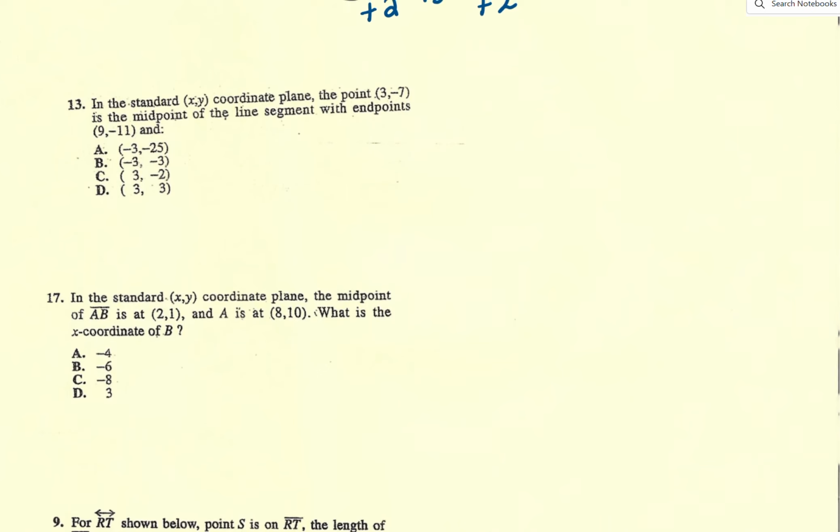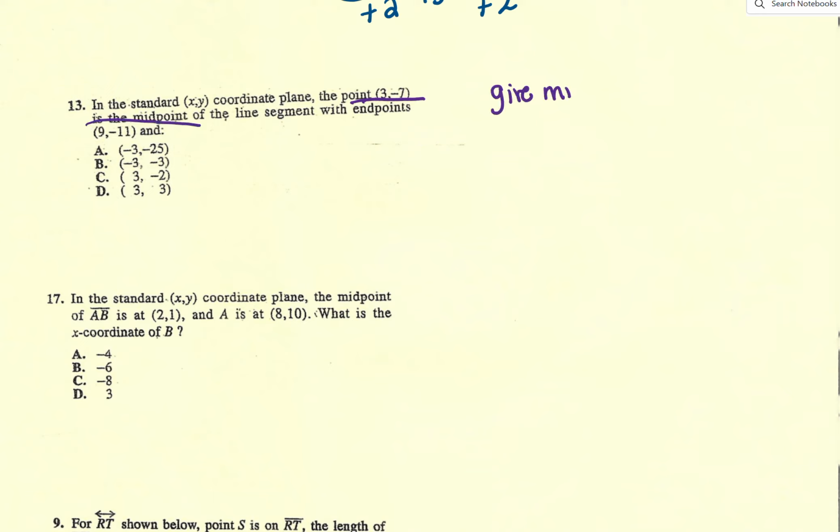All right, this one right here. If you'd like to, pause the video and try it yourself and then come back and check to see how you did. All right, again, the point (3, -7) is the midpoint. So they are giving me the midpoint and not just asking me to find it by simply adding and dividing by 2. I'm going to draw that picture, and I hope you did too. The midpoint is (3, -7). One of the other points is (9, -11). And then I want this one here.